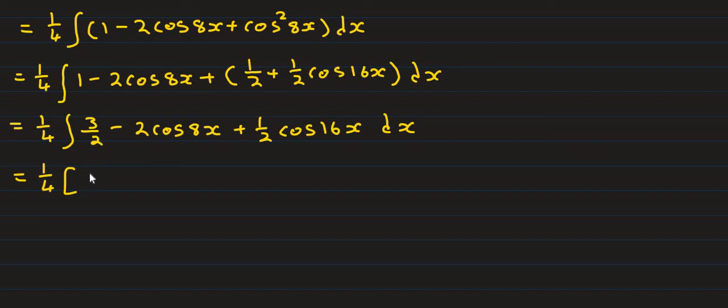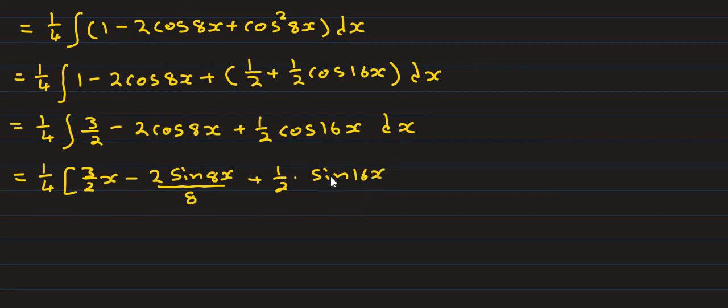Then we have 1 over 4 times the integral of 3 over 2, minus 2 times the integral of cos 8x, which is sine 8x divided by the derivative of the angle, 8, plus 1 over 2 times the integral of cos 16x, which is sine 16x divided by the derivative of the angle, 16.